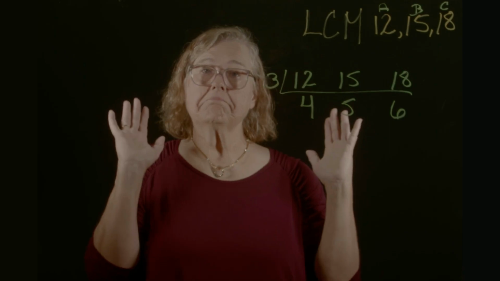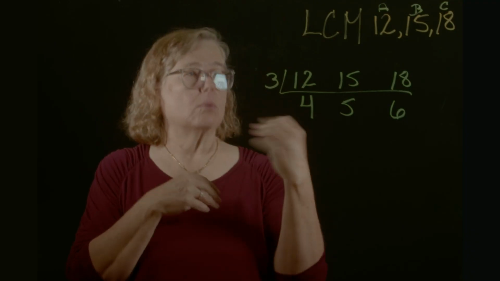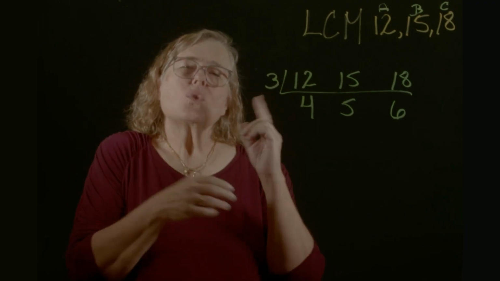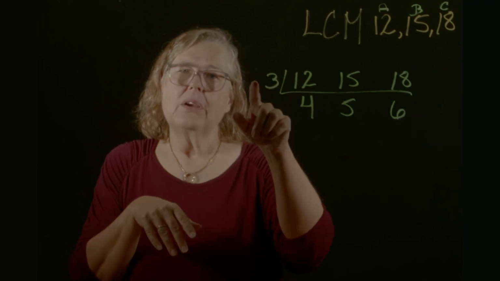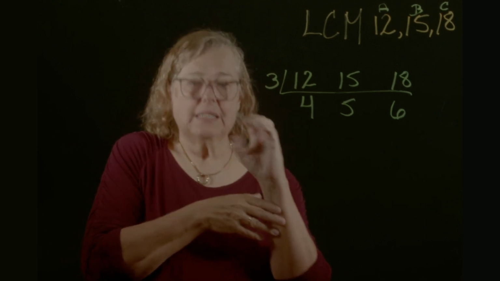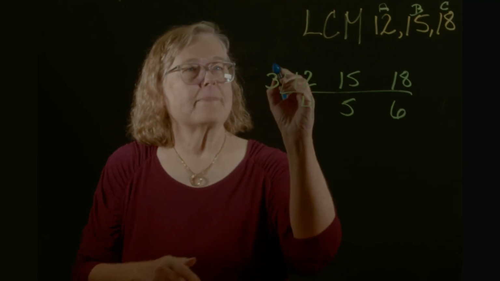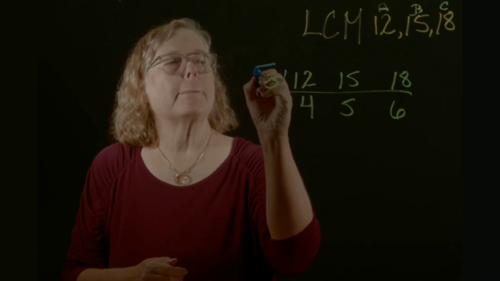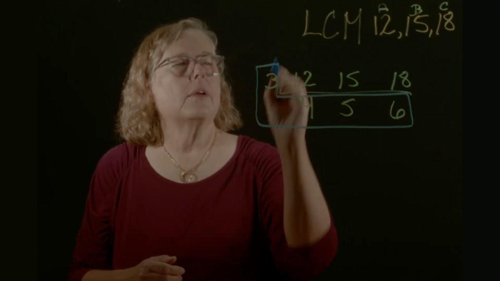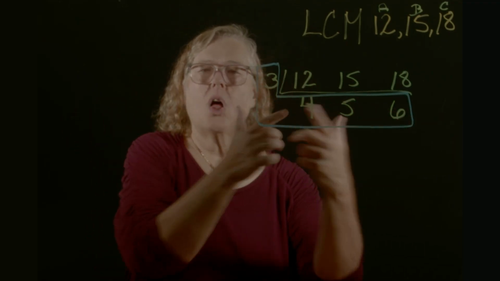Well, we're done. There's only one number that we could divide out. That's okay. If there's only one number we can divide out here, it makes it really easy to see the LCM. Okay, where's the L? Good job. Here's that L. Now we're just going to multiply them all together.